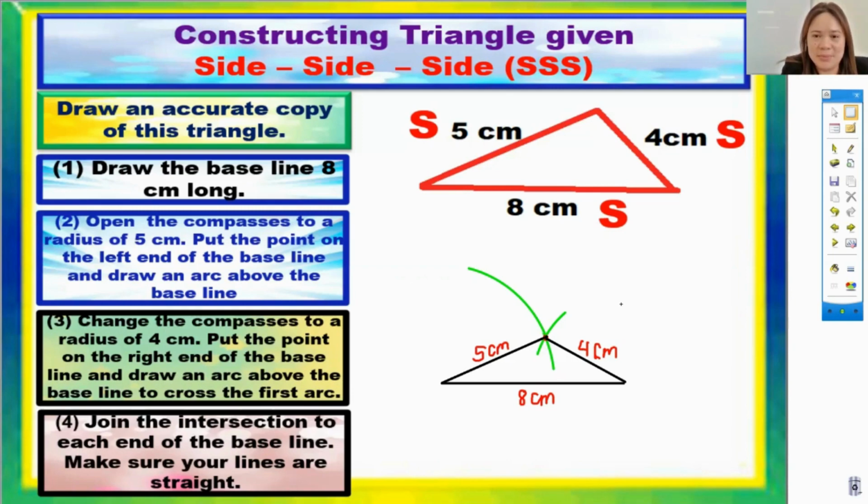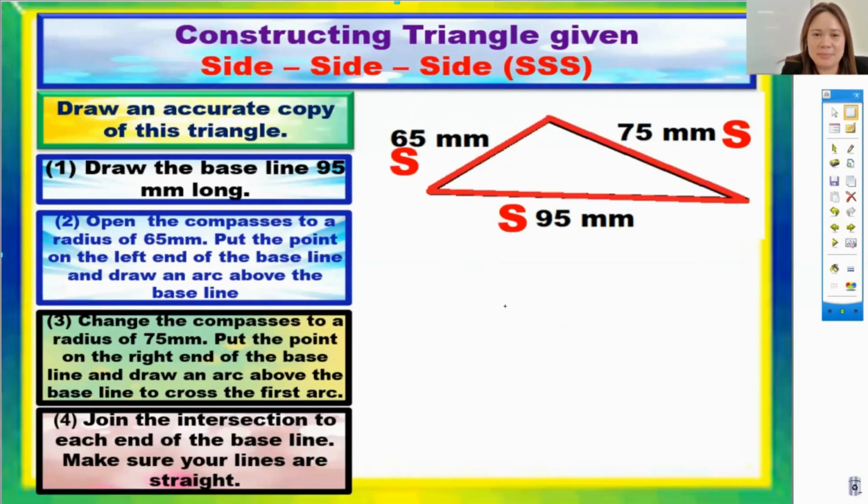So let's have another example here, example 8. In the next example, you are asked to draw the same accurate copy of this triangle, but as you can see, you are given the length of the sides in millimeters or mm. So again, you are given 3 sides. This is one side, the second side here, and the third side, 75 mm. But don't worry, even if you are given mm or millimeters, you can still convert it into centimeters.